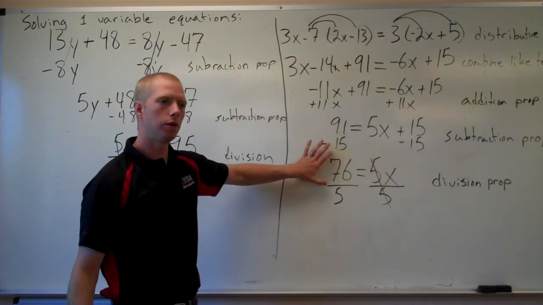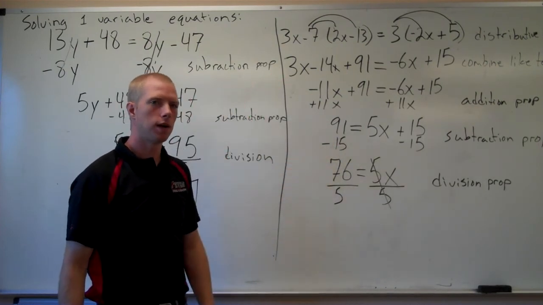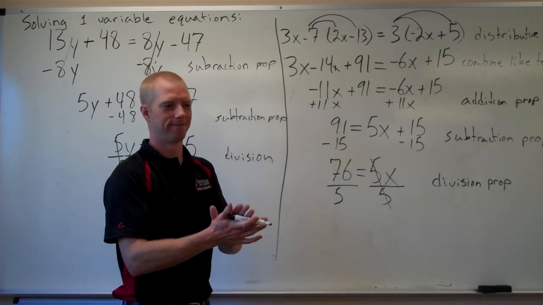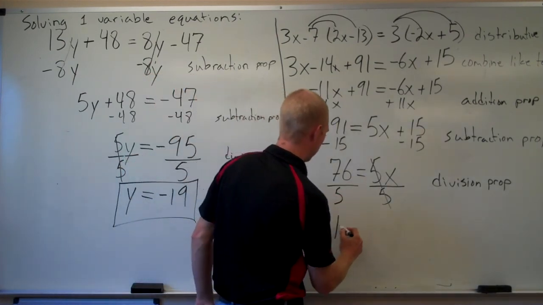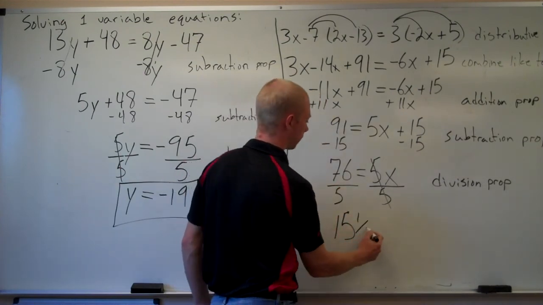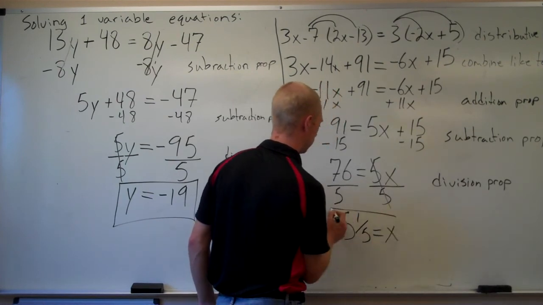With that division property, now in your head, you're kind of doing 75 divided by 5. That's going to be 15. Thank you. 15. And then you have 1 remaining. 1 over 5 equals x.